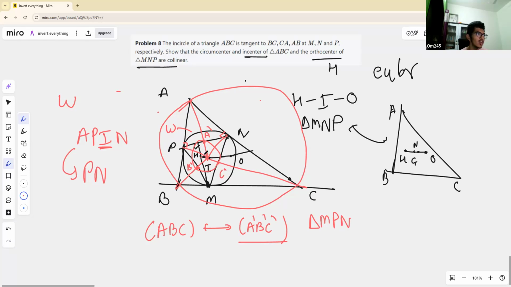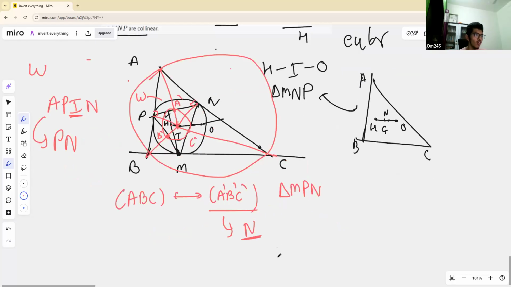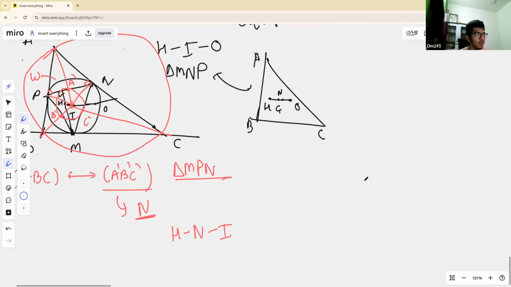So if you consider the center of this 9 point circle, suppose the center is N, then N should lie on the Euler line of this triangle. So that implies N lies on this line. And another fact we know is that if we have this circle omega, this circle will map to some circle.